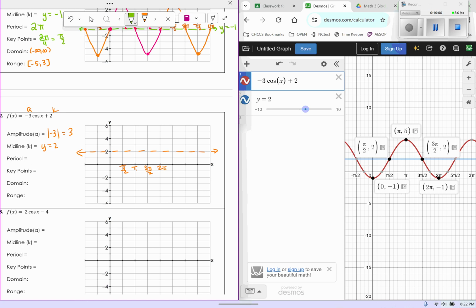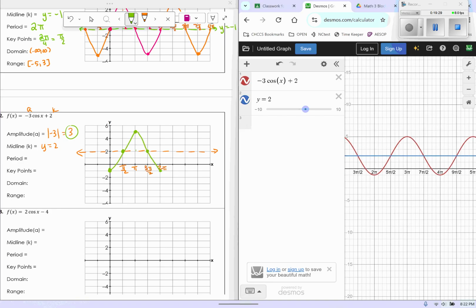So then if we graph this, we start at 0 and negative 1, because this is the amplitude distance. If you count down from the midline, 1, 2, 3, it starts here. Then at pi over 2, we have the midline 2. Pi, if you count up from the midline, 1, 2, 3, that's why we have pi, 5, back to the midline, and then down. So this just comes from plotting those points.